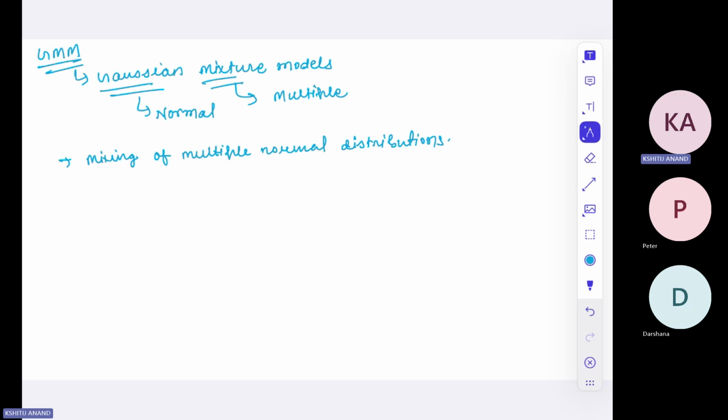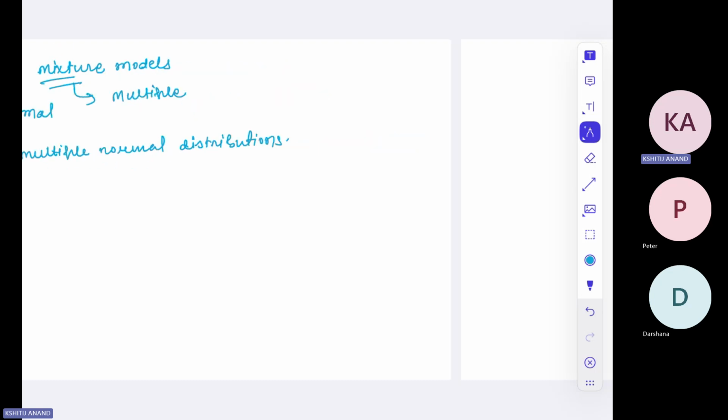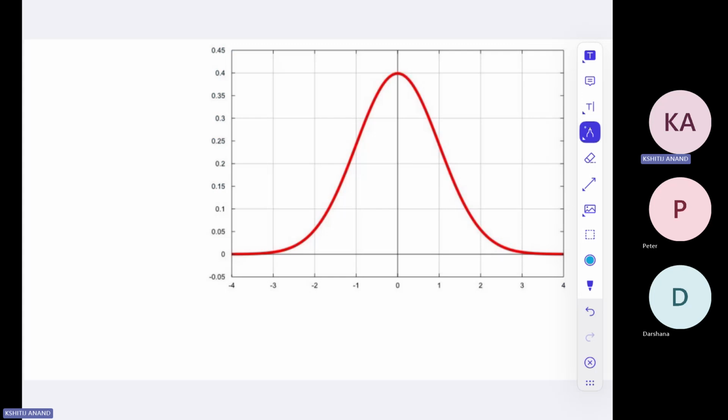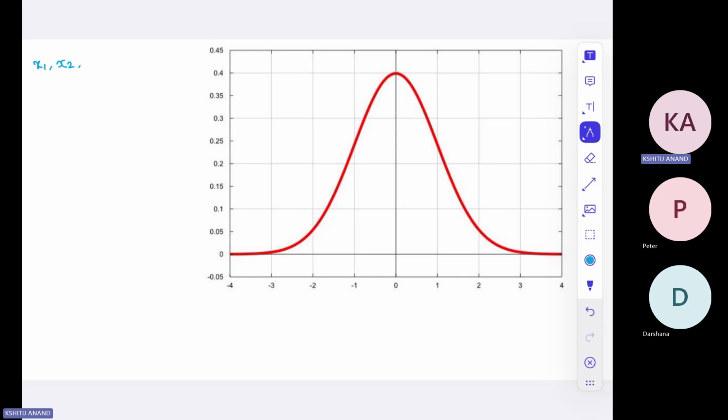So before we discuss GMM, I think it's crucial we revise the normal distribution, and then we will move back to GMM again. Okay. So what exactly is a normal distribution? Let us say we have a data set x1, x2, x3, x4, and so on, right? And maybe we plot this data on the x-axis, right? Now the probability density of each of these observations can be plotted like this, right?